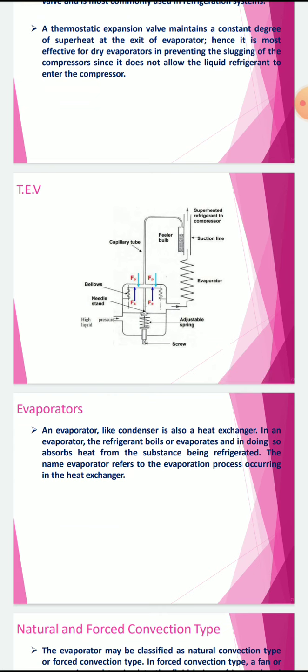See the figure. You have again adjustable screw, spring, needle stand, bellows. You have a capillary tube, feeler bulb, suction line, and you have liquid from condenser passage and liquid towards the evaporator.